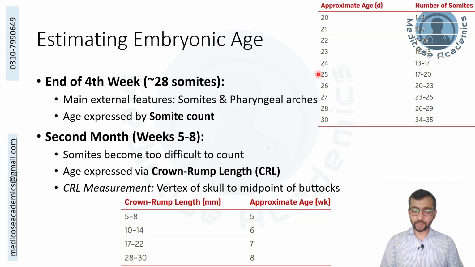In the second month, in the embryonic period itself, somite counting becomes difficult because they are now relatively small and very numerous. Crown-rump length, the length from the vertex of the skull all the way to the midpoint of the buttocks, is a very good measurement if the fetus is healthy. In each week you get a rough age in millimeters. If this length is about 17 to 22 millimeters, we're roughly in week 7. For those who are unsure of their LMP or gestational age, this can be very helpful.